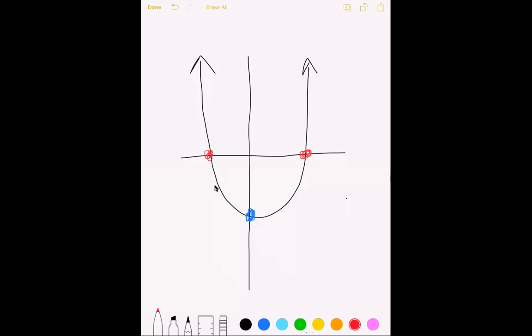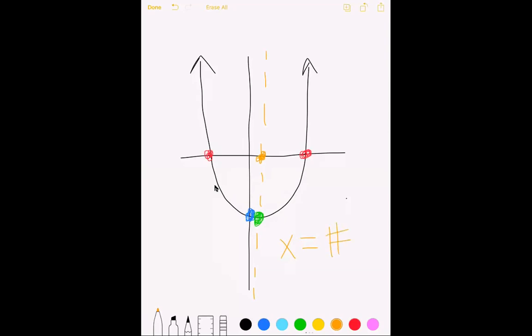Then at the bottom of your parabola, where I'm putting this green dot, is your vertex. You would write that like a point. And then this orange line goes through the vertex. This is called our axis of symmetry. It's always x equals the number that it goes through right here. x equals some number.